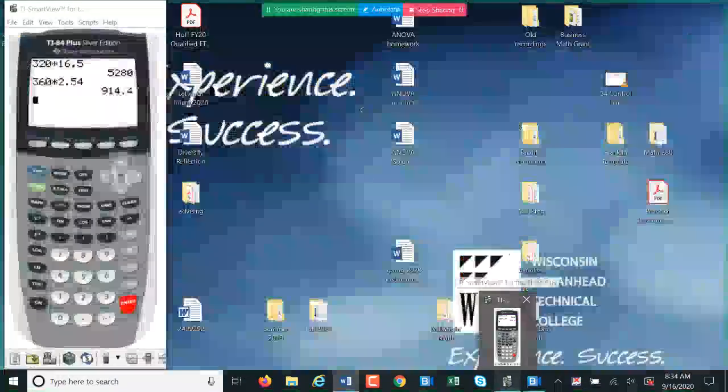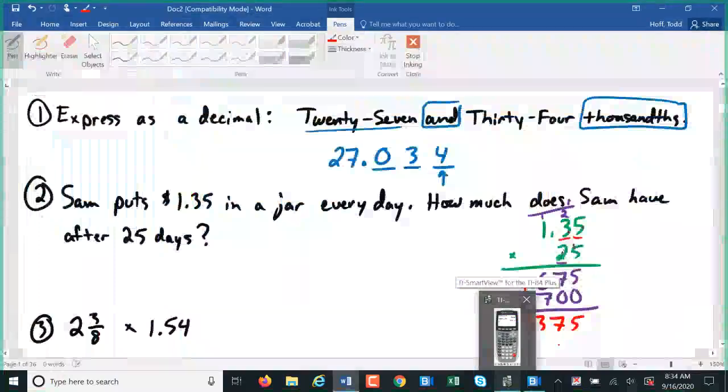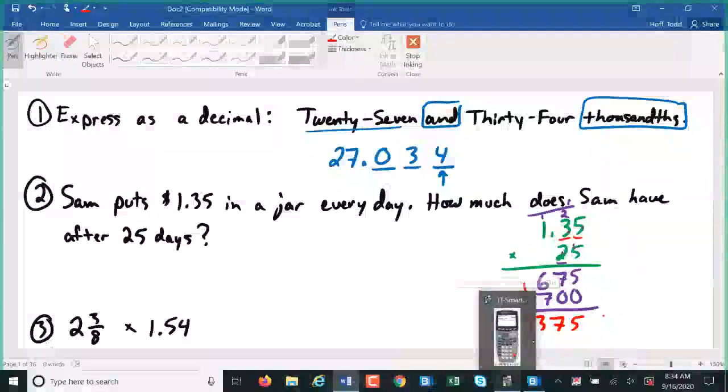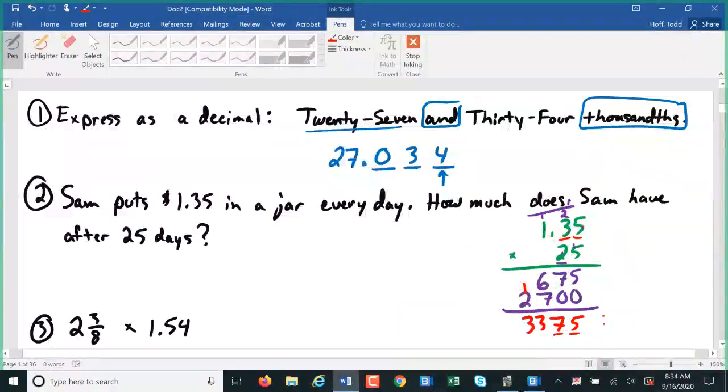Our decimal point, well, we have 1, 2 decimal places in our problem. So we're going to do 1, 2 decimal places in our answer. So $33.75 is that result.